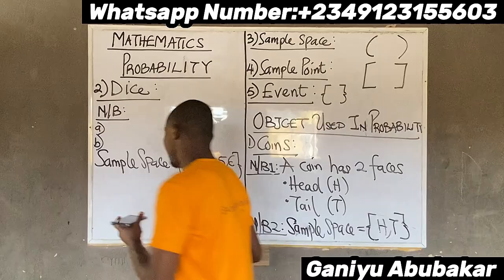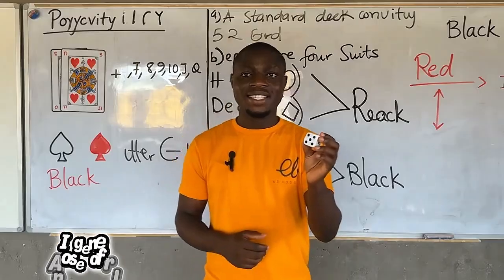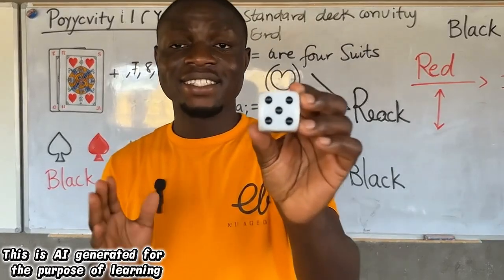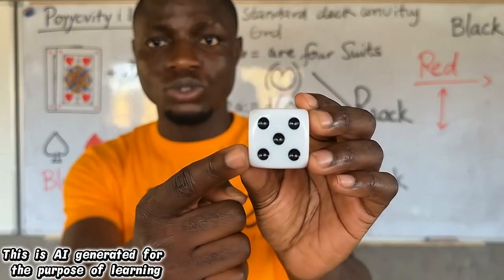Number 3, please. This is a die. A standard die has 6 faces, numbered from 1 to 6.